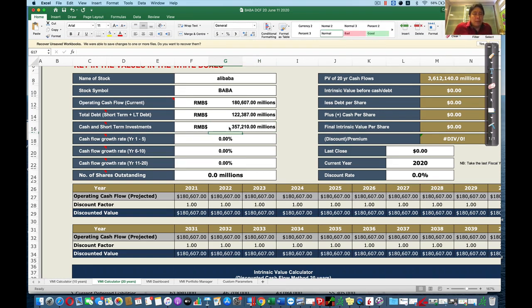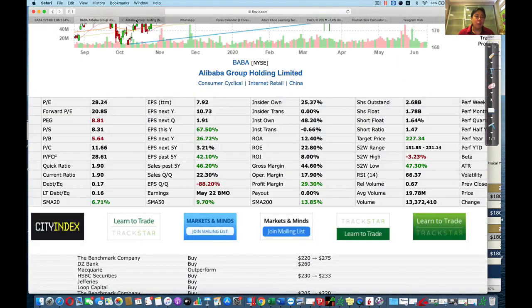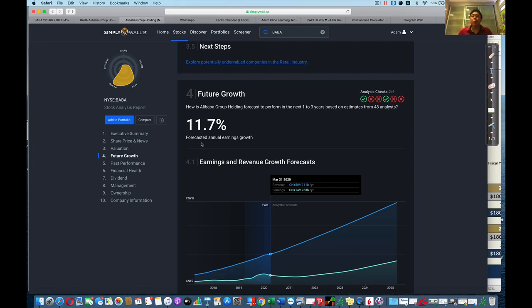Okay. Now, what's the growth rate? Now, here's the tricky part about it, right? We saw that on Finviz, the projected growth rate was only 3%, right? And on Simply Wall Street, the growth was 11.7%. Now, you know something? I don't agree with both of them, because I have studied this company in depth. I've read all the annual reports. I've read everything, and I think that this is not accurate.